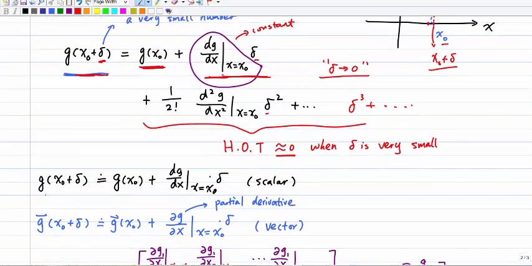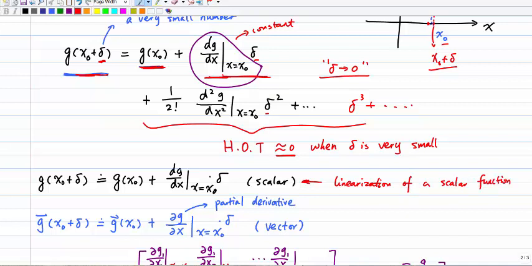In other words, we can see that g(x0 plus delta) is approximated by g(x0) plus dg over dx evaluated at x equal to x0 times delta. This is a linearized one. You can consider this the linearization of a scalar function.